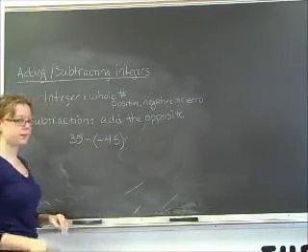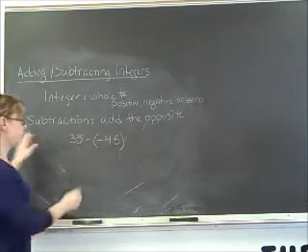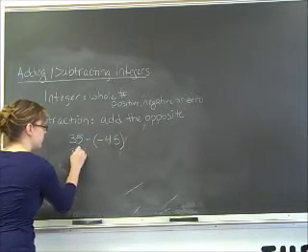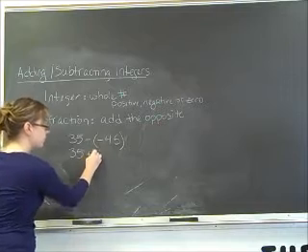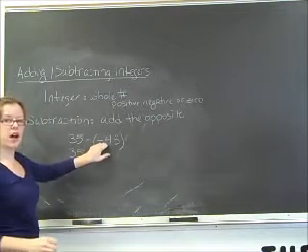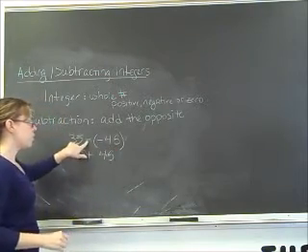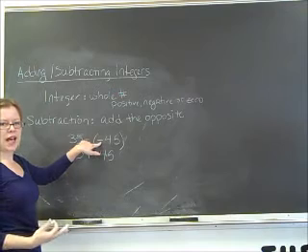Here's another problem. So again, we want to rewrite this as an addition problem. So 35, subtraction becomes addition. Now we want the opposite of negative 45, which is positive 45. So subtracting a negative is the same as adding a positive.